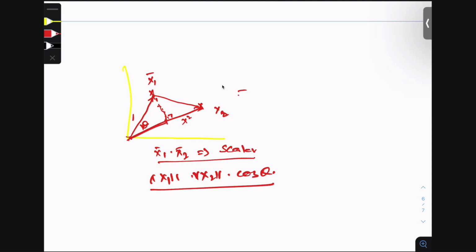Now, for some reason in SVM we have to do this projection into a higher dimensional space. Why are we doing this projection into a higher dimensional space? Because in this dimension the data are not linearly separable. If the data is not linearly separable, in a higher dimension maybe the data is linearly separable, and that's where we use this kernel trick.